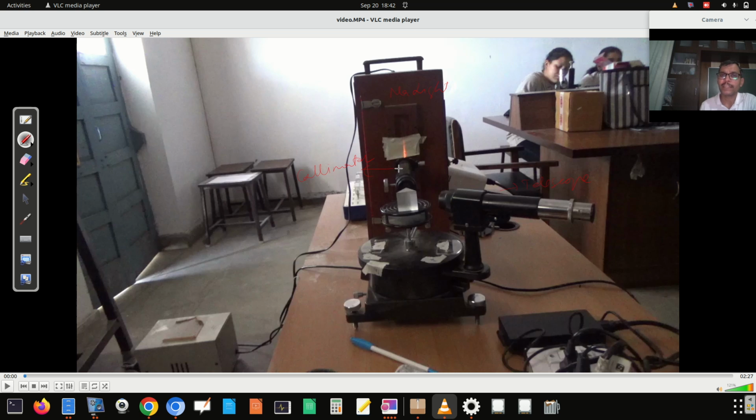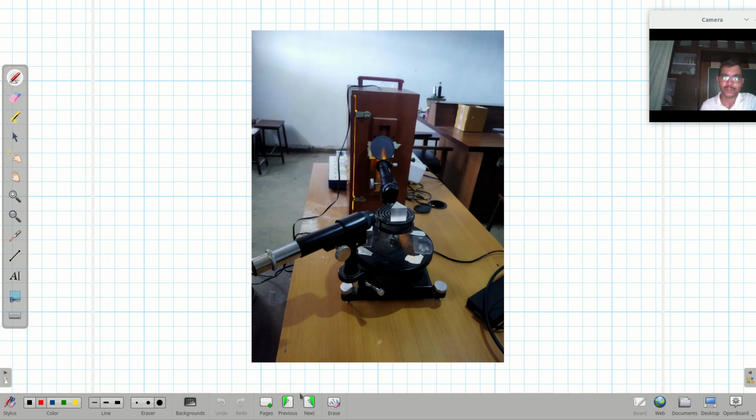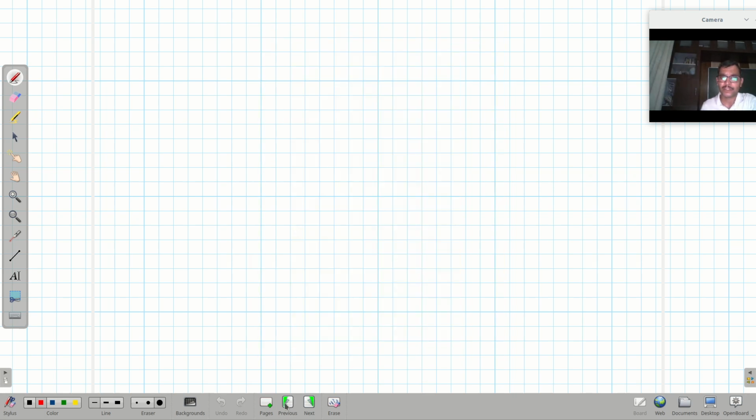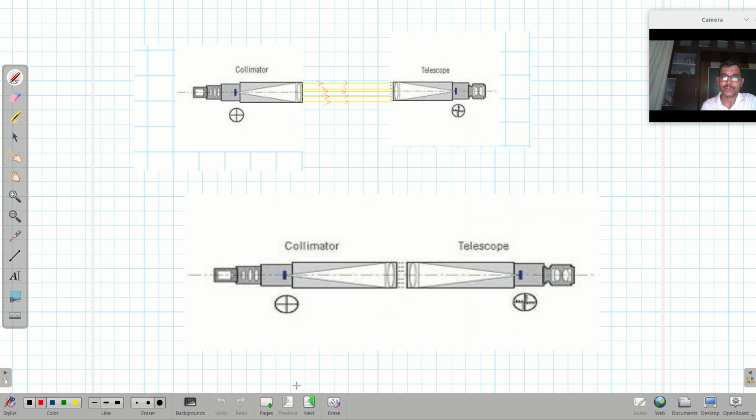So what a collimator will do, let us have a look at it. So let me go back. Yeah, so this is what a collimator will do. Basically, light is coming from this point, this is a source of light or the slit, light is passed through this, and there is a lens. What this lens will do, say it is a convex lens is here.